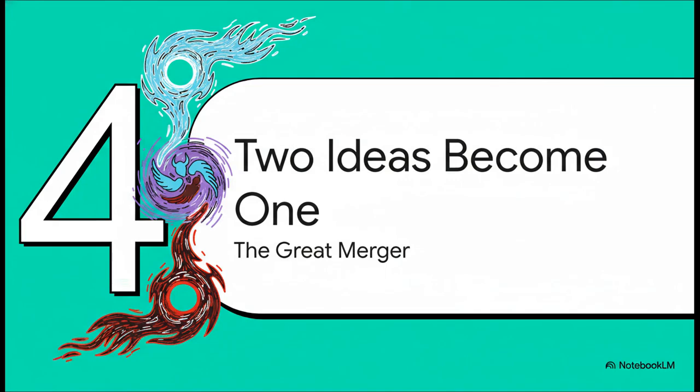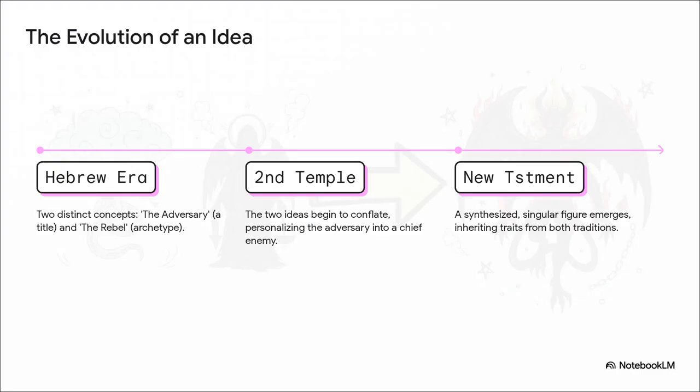So you've got these two totally separate streams of thought floating around, the heavenly prosecutor doing his job, and the cosmic rebel who got cast out. So how did they ever fuse into the single figure we all recognize today? Well, this is where we see what you could call the great merger. This timeline lays it out perfectly.